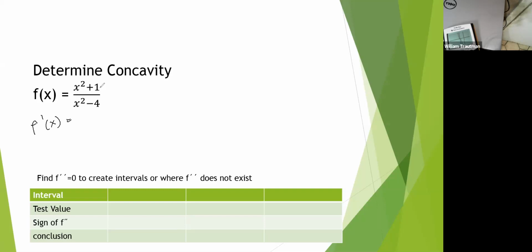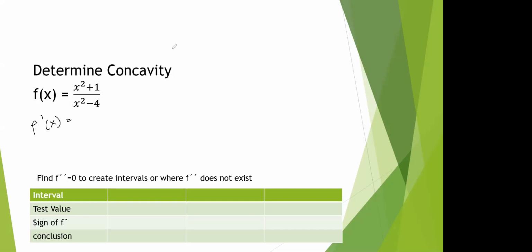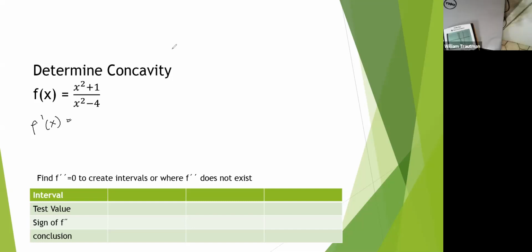Remember this, to take the derivative of this, what rule do I have to use? Does anybody know? Is it the quotient? Yes, the quotient rule. I just want to make sure everybody's still up on all our rules. Let's see, there we go. Back to here.